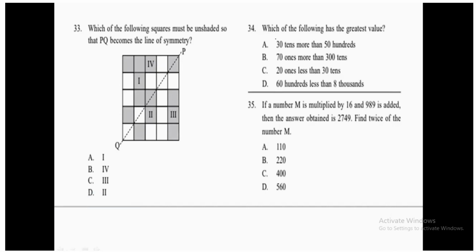Okay, students. So let's move to the next question, which is question number 34. Okay. So now this question is saying which of the following has the greatest value, which means we have to find among all the options which one is the greatest. Okay. Now let's move to the first option first. So that is 30 times more than 50/100.